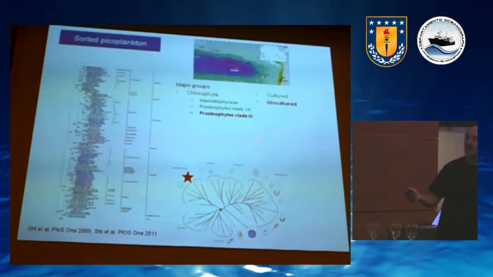We call them clade 7. And one is clade 9, which is completely uncultivated. There is not a single culture yet. And it's an important eukaryote out there.